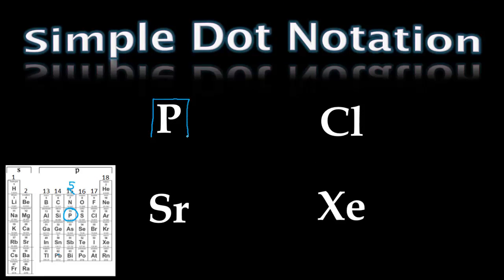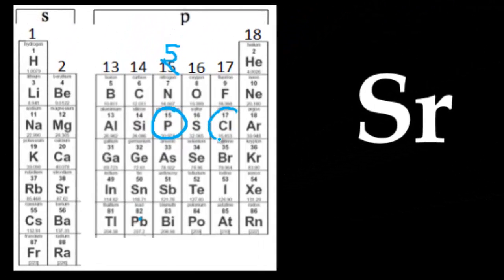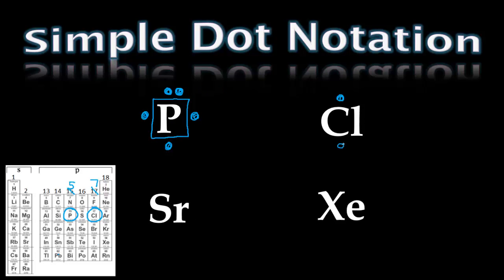Now, when we think about this, we think about it as a box. And we are going to place dots, one on each side of the box, and then double up. Another thing about placing them is that we want them as far apart as possible, because what do we know about electrons that have the same charge? They're going to repel. So we have 1, 2, 3, 4, and then we're going to double one of them up and have 5 dots around phosphorus. So let's look at Cl. Cl is in group 17, so it means we have 7 dots. So we're going to go 1, 2, 3, 4, 5, 6, 7.